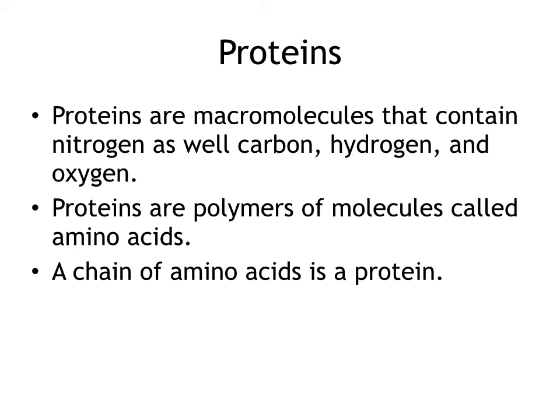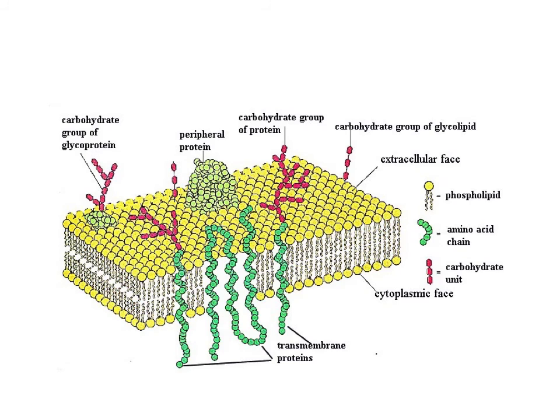Proteins are macromolecules. They contain nitrogen as well as carbon, hydrogen, and oxygen. Protein is the polymer. The monomer would be an amino acid. So a chain of amino acids is a protein. Now there are 20 different amino acids, and the arrangement of them determines which protein you have created. So back to our cell membrane here, we notice that these green pieces are an amino acid chain. Those are called transmembrane proteins, and those are going to be used for transport.